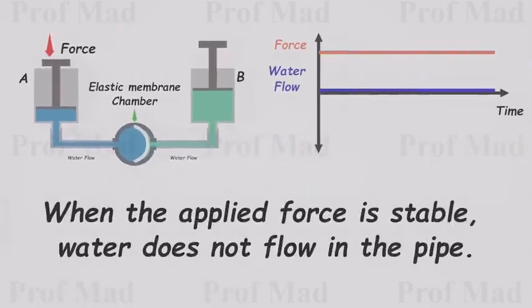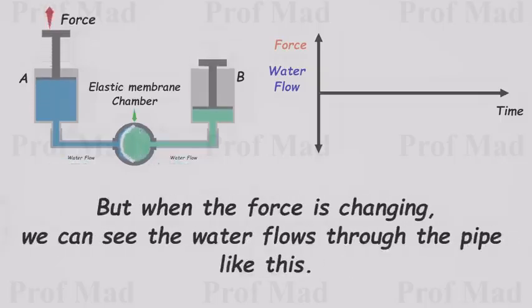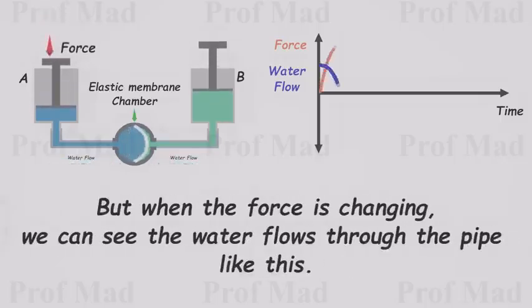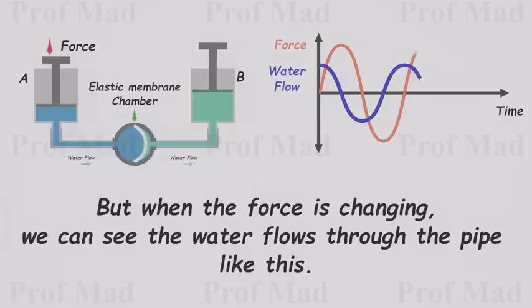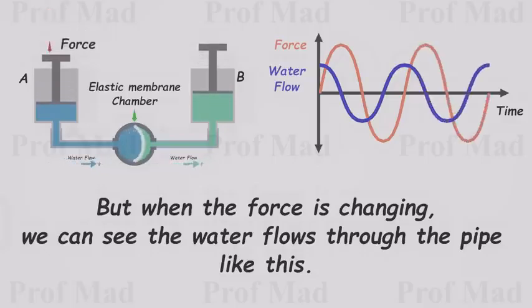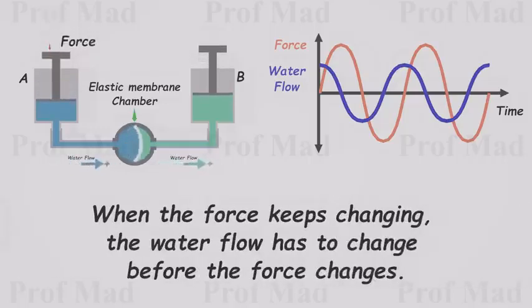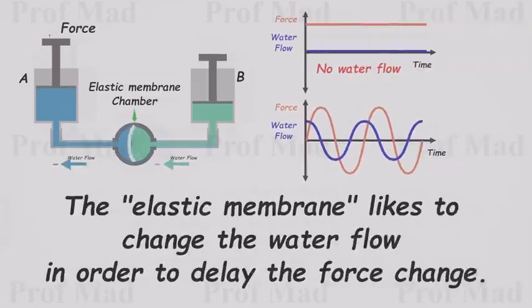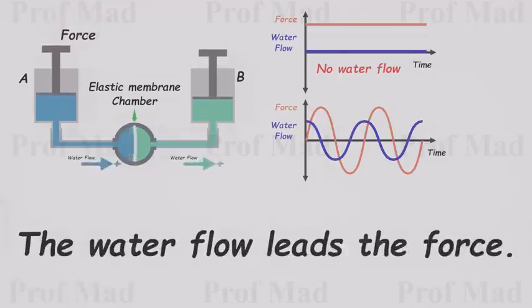When the applied force is constant, no water flows through the pipe. But when the force changes, we observe water flowing through the pipe like this. It appears that the water flow must change before the force changes. In general terms, we can say that the elastic membrane tends to influence water flow changes to delay force changes. In this example, the water flow is leading the voltage.